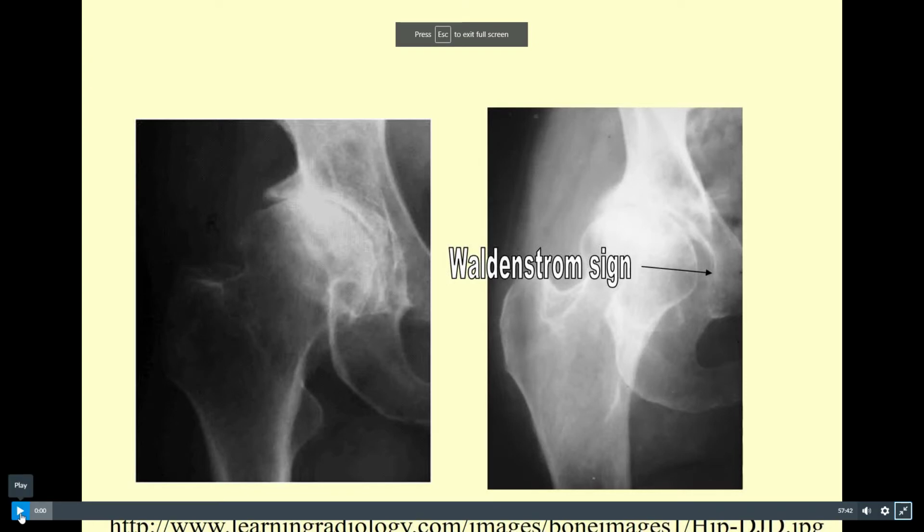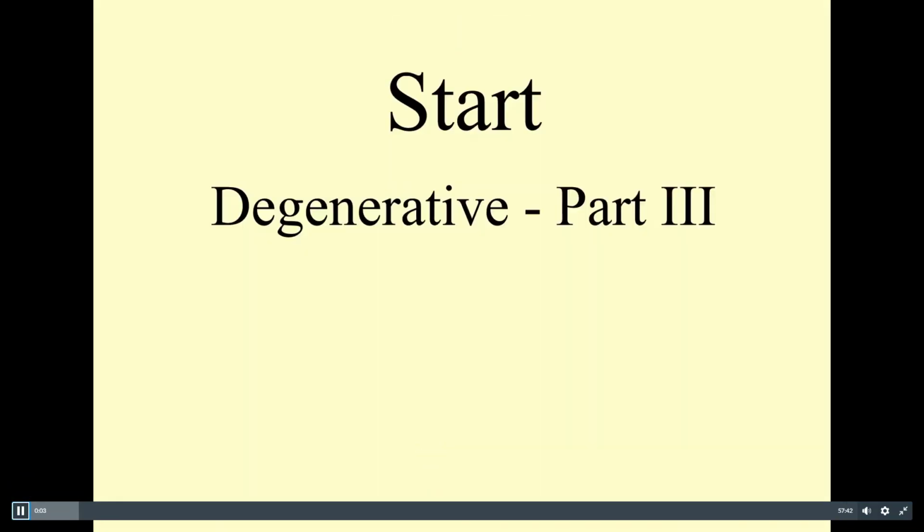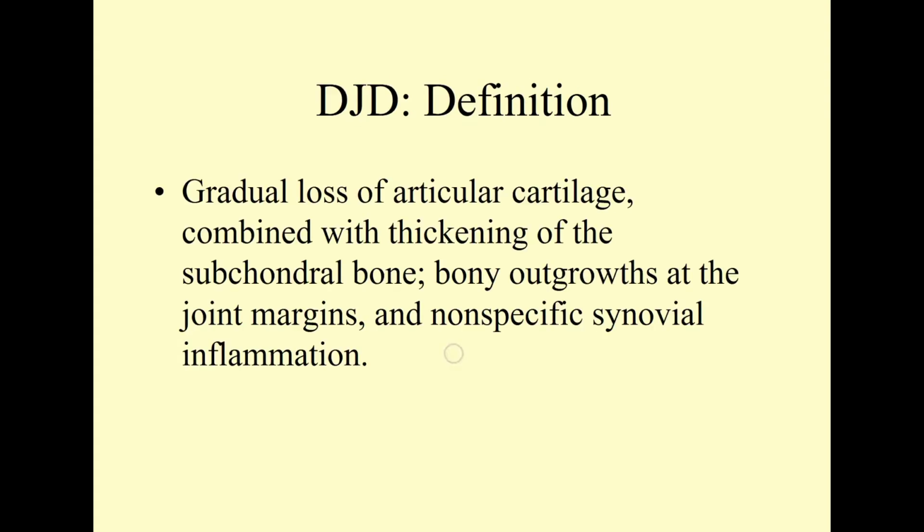Okay, now we'll continue with Degenerative Part 3. So we're going to take a closer look at synovial joints. We're going to do the extremities first. So first we need to take a look at how do we define degenerative joint disease? What does it consist of?